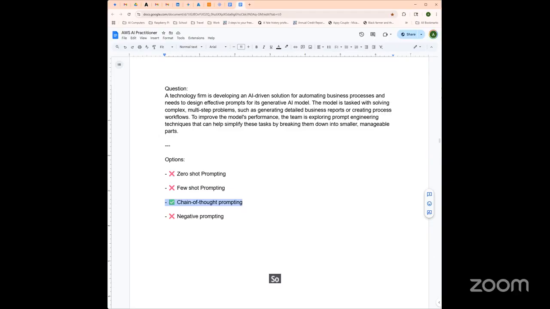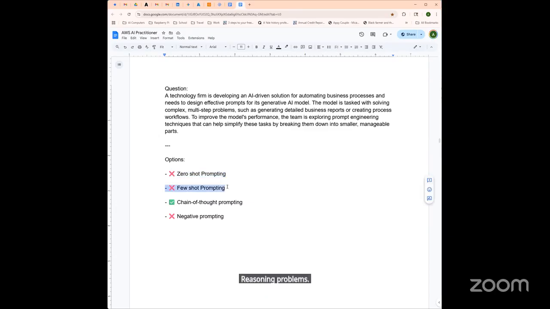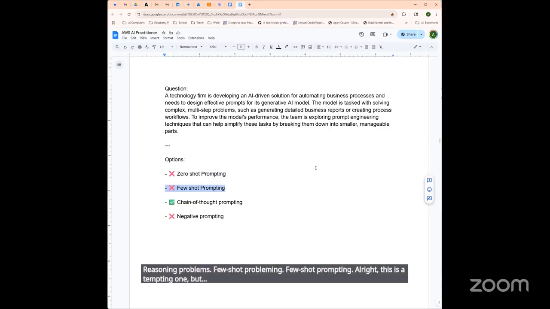So why are the other answers incorrect? Zero shot provides no examples of how to perform the task. While it's efficient, it's not optimal for complex or multi-step reasoning problems. Few shot prompting. All right, this is a tempting one. But few shot provides a few examples to guide the model. It improves output in many tasks, but it doesn't inherently break down a problem into logical substeps.